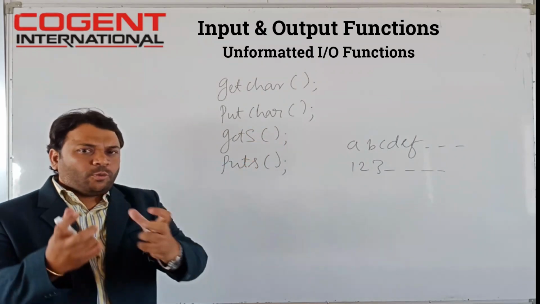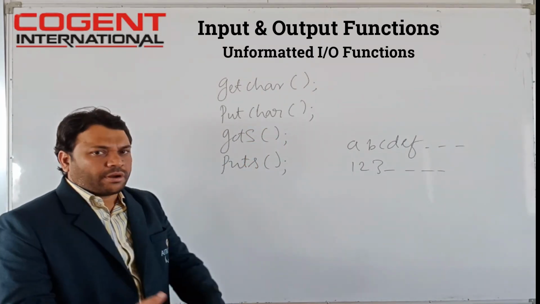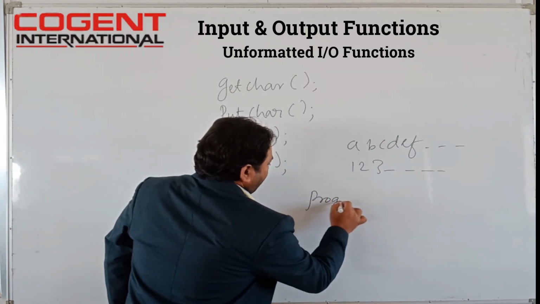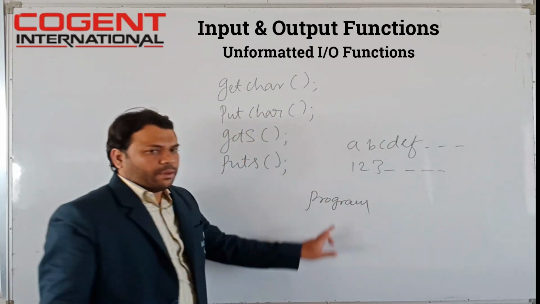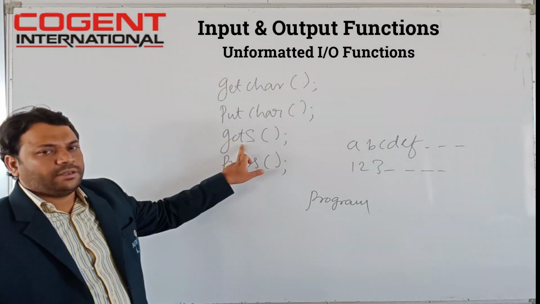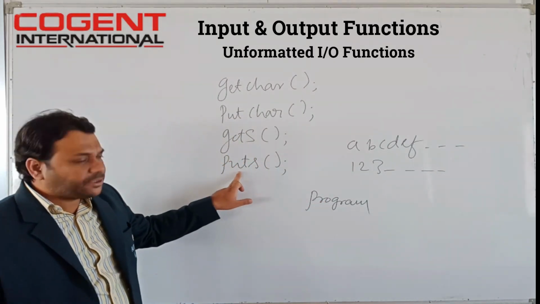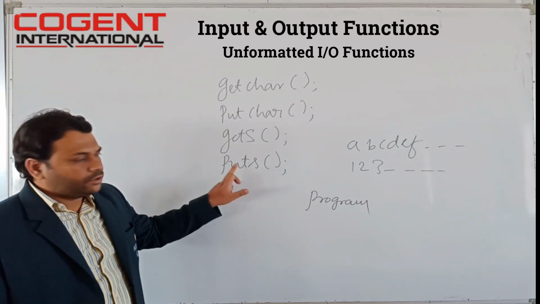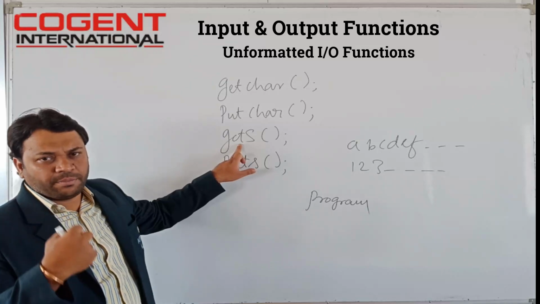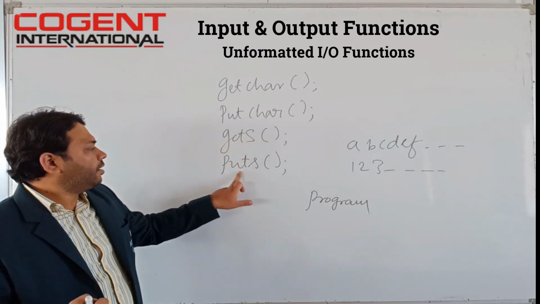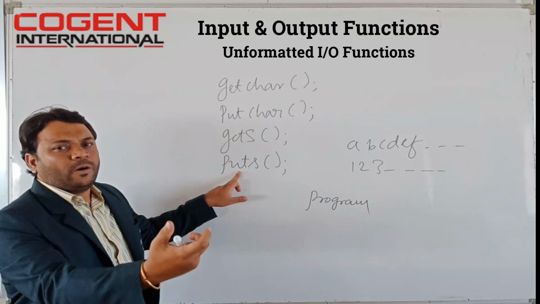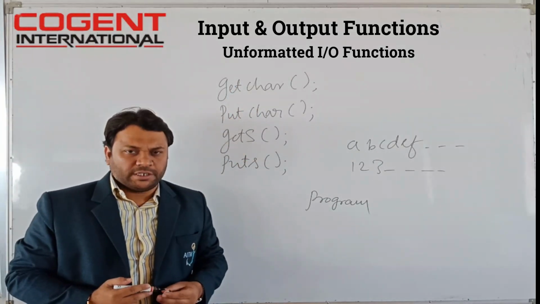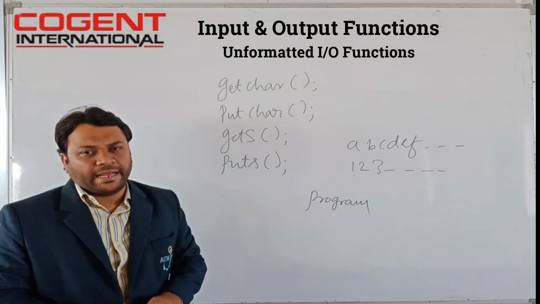Now I want to read a group of characters, like I want to read the characters of the word program from the keyboard here. Then I'll use gets. Then I want to display it onto the output device, so I'll use puts here. So this gets will get the string from the input device, and puts will display it onto the output device here. So these were the unformatted IO functions. Now let us see with an example here.